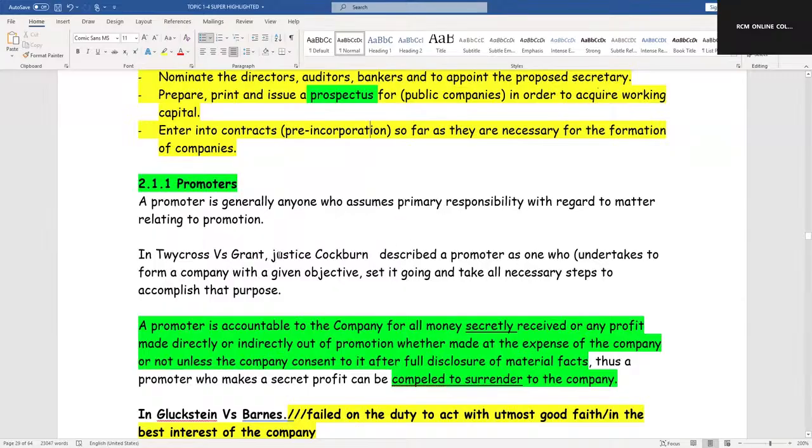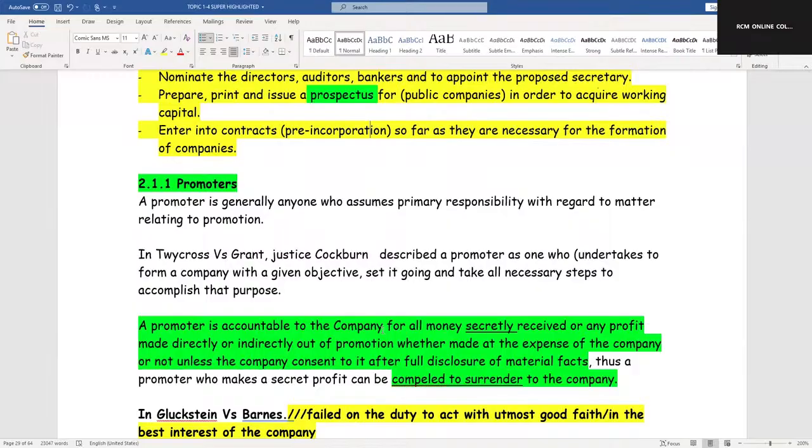According to the ruling under Cruz versus Grant, a promoter was described as a person who undertakes to form a company with a given objective, sets it going, and takes all necessary steps to ensure that this is accomplished for the company to come into existence. So the promoter, as I emphasize, has to always act with utmost good faith in the best interest of the company. If he has sold an asset to the company, he has to reveal any profit realized on that asset once the company has been formed.